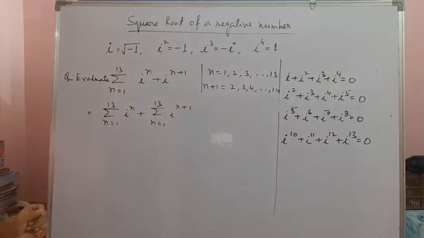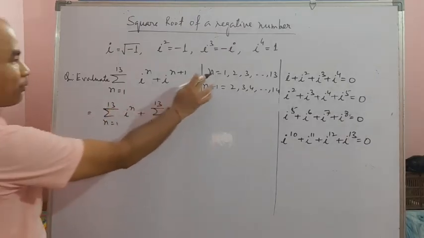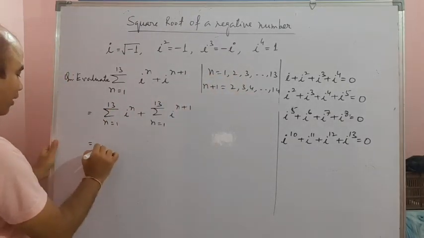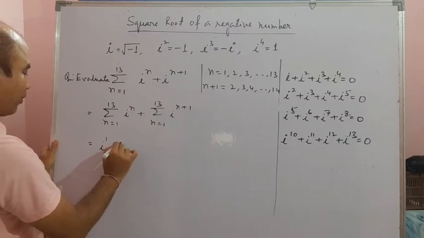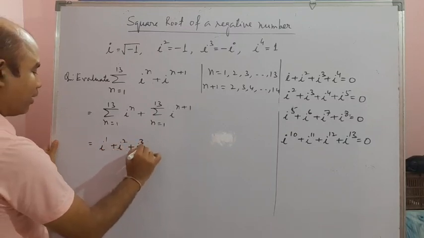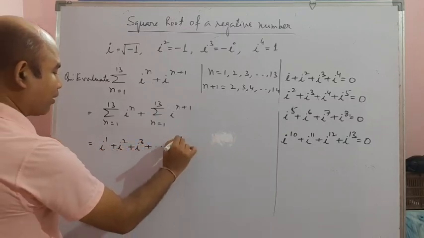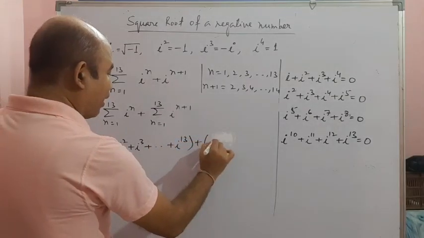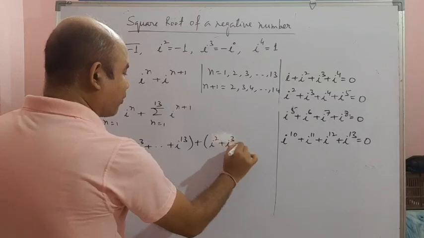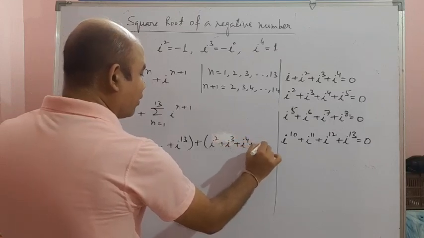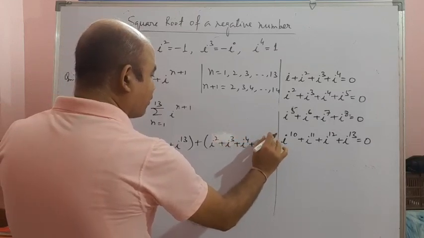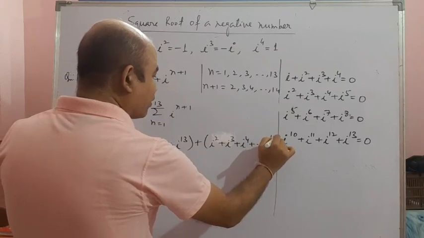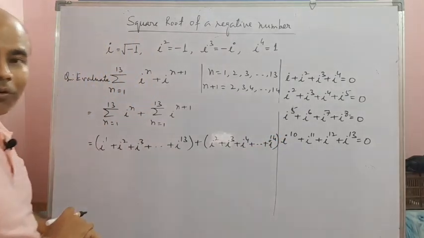plus sigma n equal to 1 to 13 i to the power n plus 1. So that means it will be, as I have written here, i to the power 1, i to the power 2, i to the power 3 up to i to the power 13, plus here i to the power 2, i to the power 3, i to the power 4 up to i to the power 14.